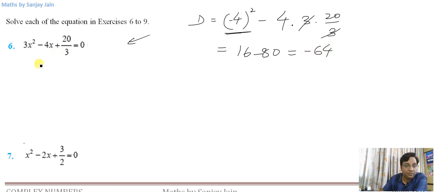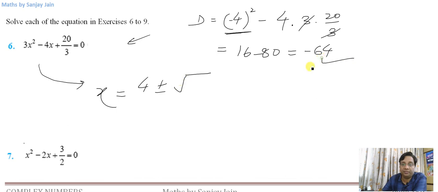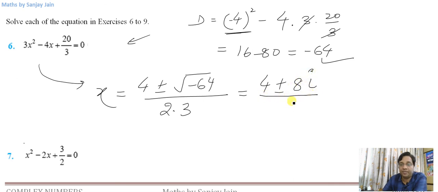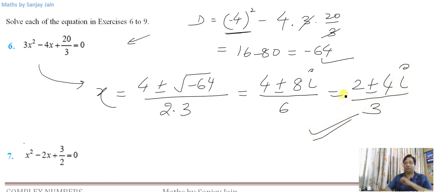Now what is the solution? x will be equal to minus b, that is minus of minus 4, plus minus root d, that is root of minus 64, by 2a. So 2 into 3. And it will be equal to 4 plus minus, this will be 8 iota, by 6. So 2 plus minus 4 iota by 3 will be the solution of this question.